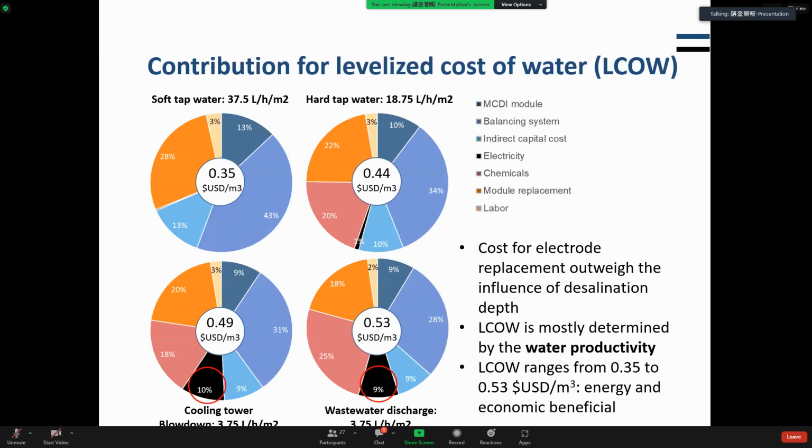Okay, so for the levelized cost of water, we are able to identify that most of the costs are in the range between 0.35 to 0.53 US dollars per cubic meter produced. And the cost for electrode replacement actually outweighs the influence of the desalination depth, which means that the maintenance or replacement of the electrodes will strongly determine how much we put into the costs. The cost is mostly determined by the water productivity. As you can see, for the wastewater discharge, because it has relatively lower productivity, we end up with a relatively higher levelized cost of water. Okay.